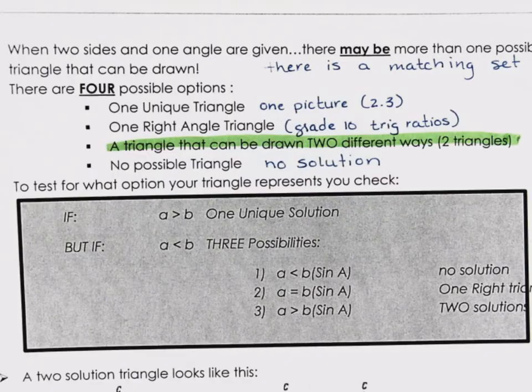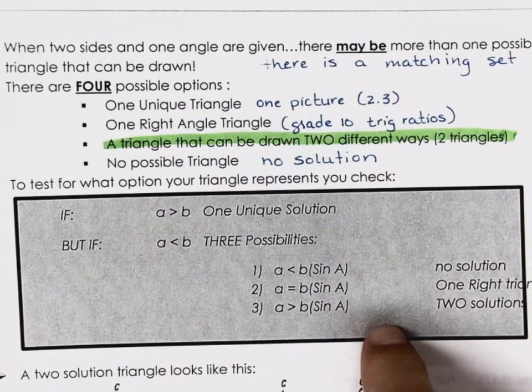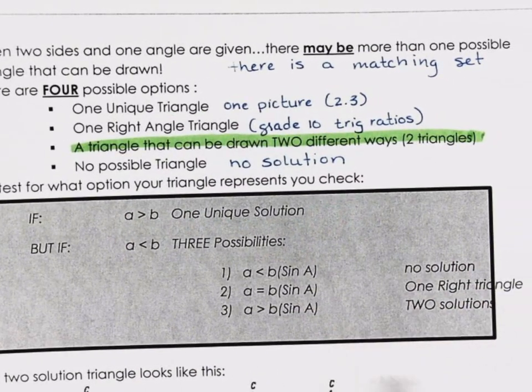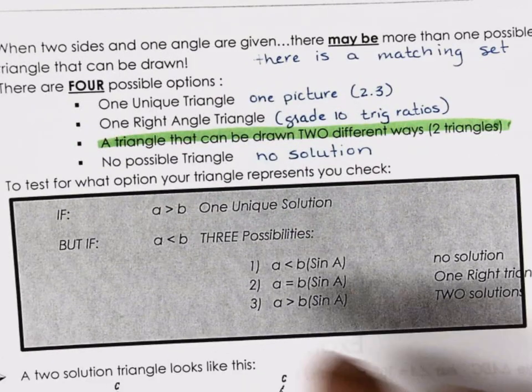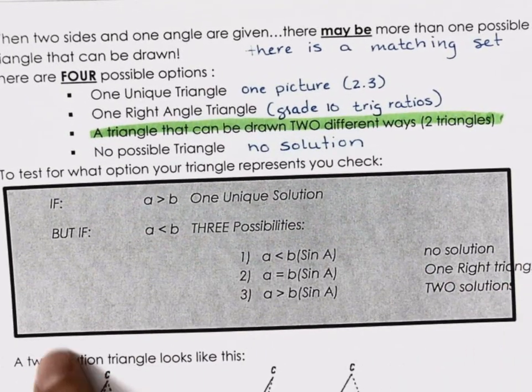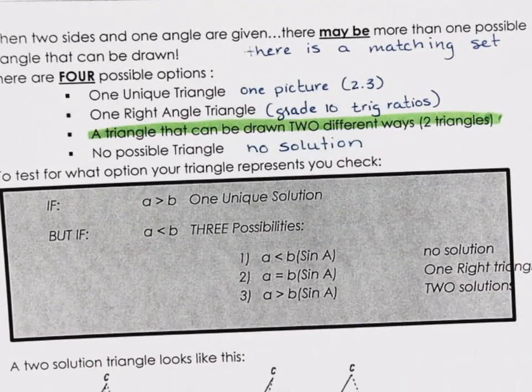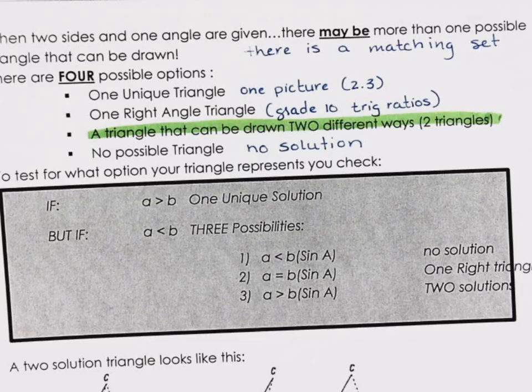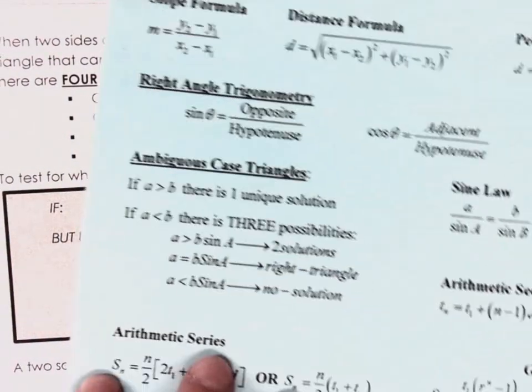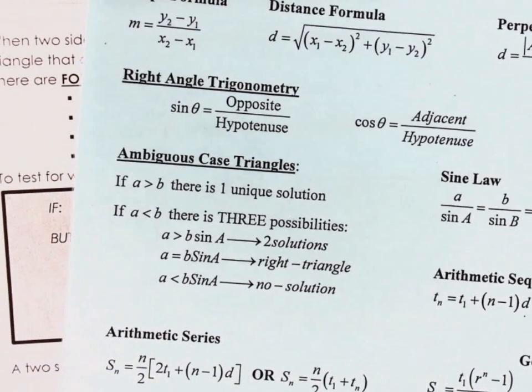Here we go. This little box, ladies and gentlemen, is on your formula sheet. It looks like my box shifted. You do not have to memorize this. It is right here: Ambiguous case triangles.